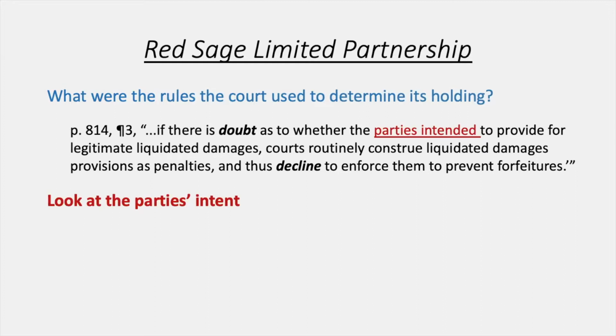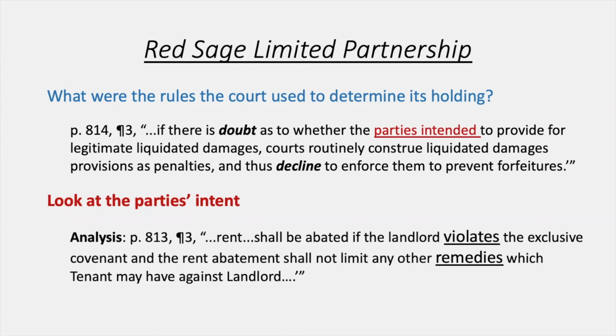Remember, the goal of contract law is to compensate the plaintiff for the loss, not to punish the defendant for breaching the contract. And that's why we don't like liquidated damages clauses that are punishing, not compensating for the breach. There's a specific clause that said that rent shall be abated if their landlord violates the exclusive covenant, and that the rent abatement shall not limit any other remedies which tenant may have against the landlord.